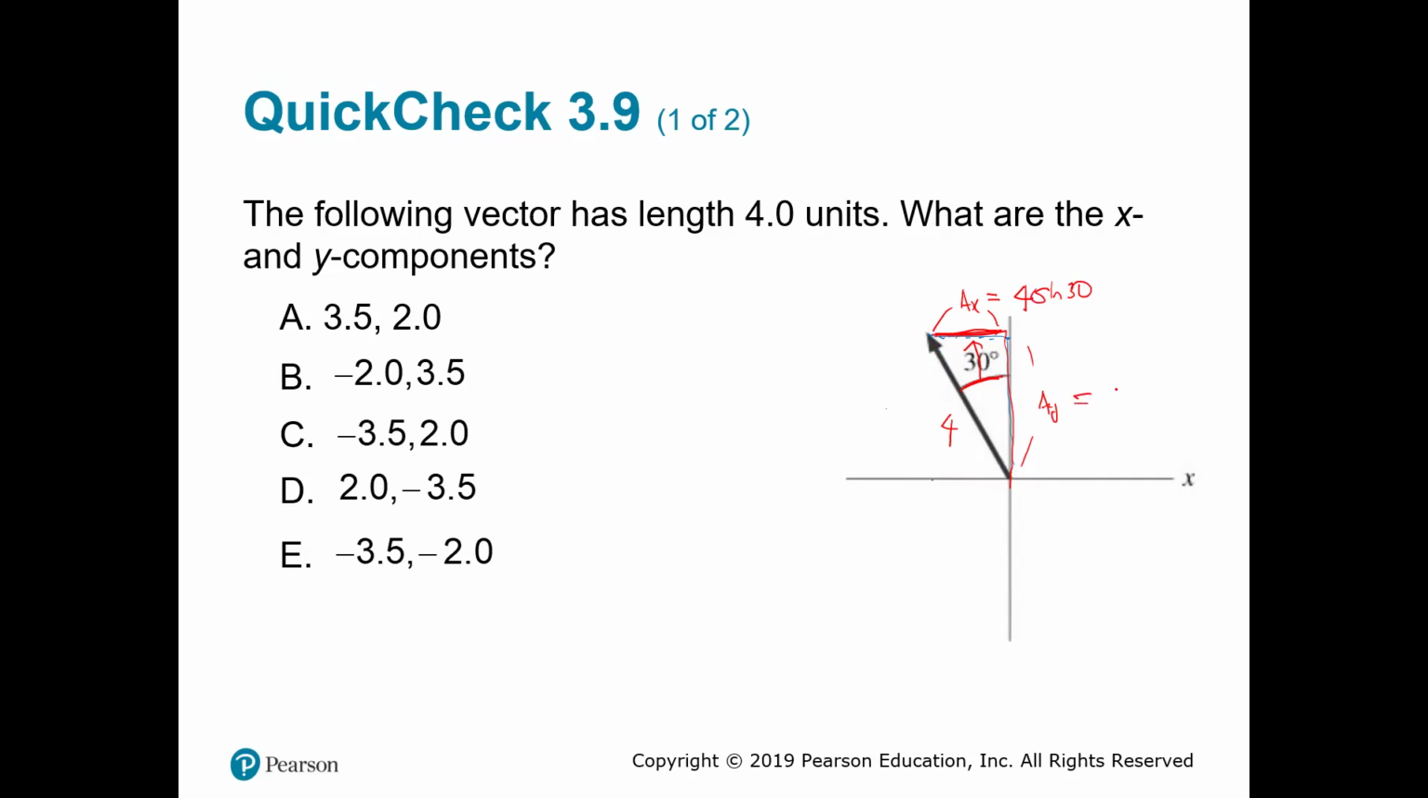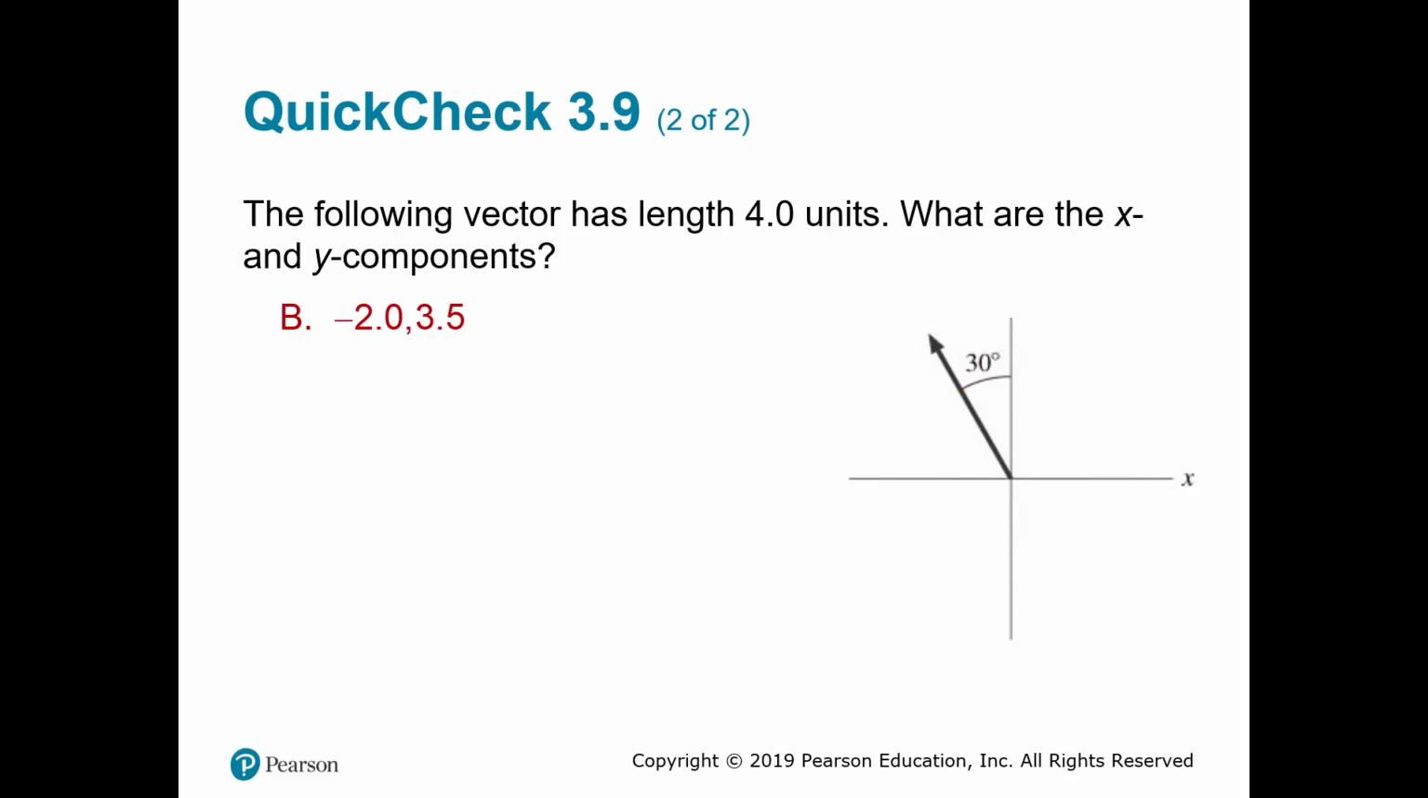And then AY is 4 times cosine 30, right? But you see x is moving to the left, so you've got to have a minus sign, and then y is going up, so it's a plus sign, right? So the answer you see is B.